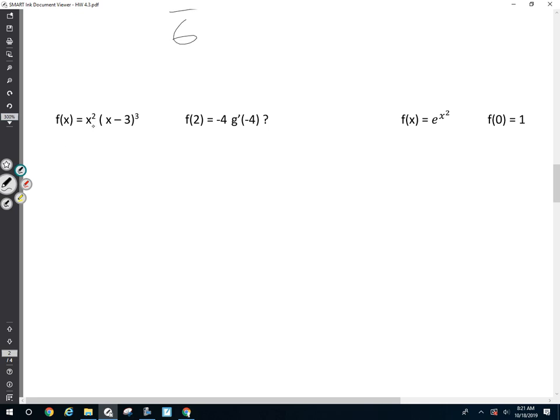F of 2 is negative 4. That's not right. Yes, it is. F of 2: 4, 2 minus 3, negative 1 cubed. It's 4. It's g prime of 4. Okay, cool. More practice with our derivative rules.